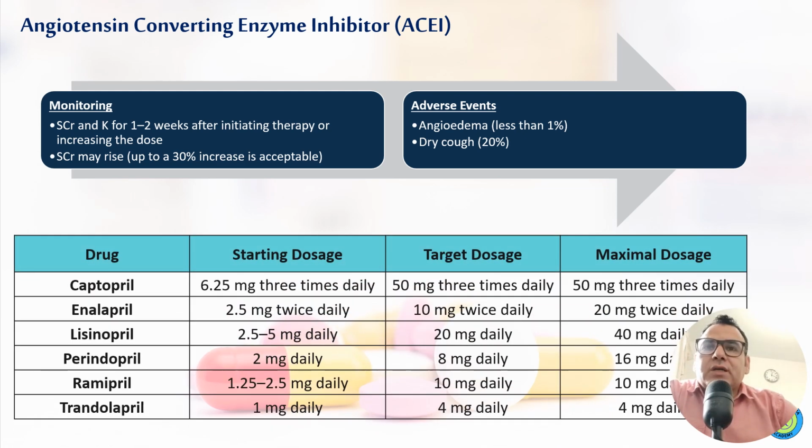What are the common ACE inhibitors with evidence in heart failure? So we have captopril, enalapril, lisinopril, perindopril, but the most common is lisinopril with a starting dose of 2.5 to 5 milligram and target dose of 20 milligram daily, while the maximum dose is 40 milligram daily. So you need to be aware that we start in a low dose and we titrate the dose upward.